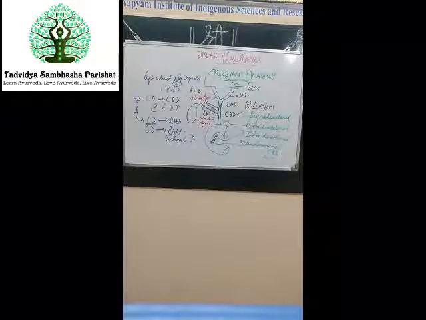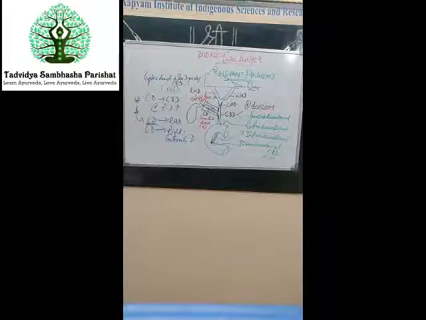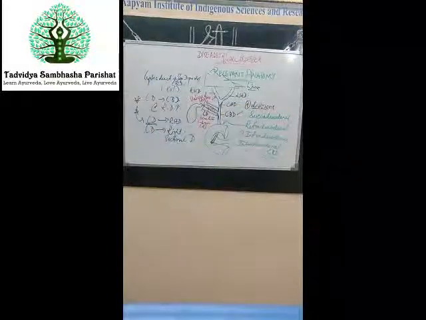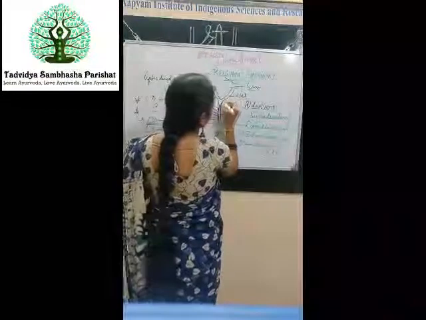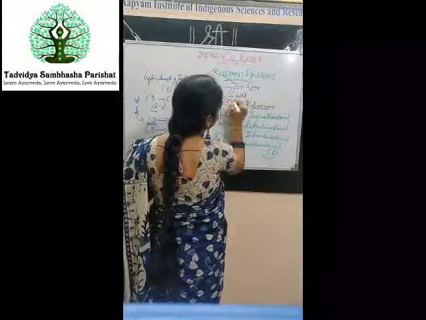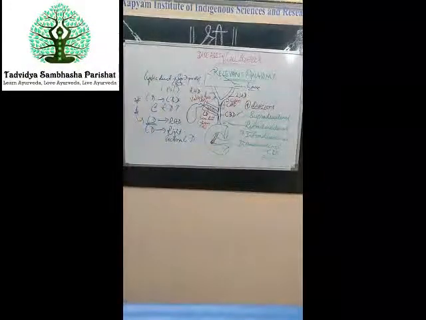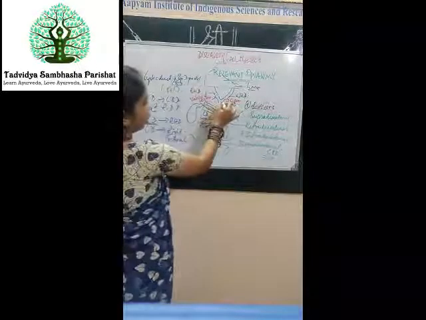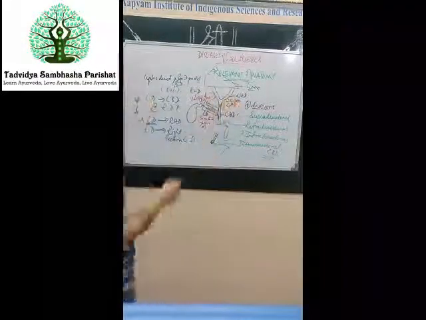Now we move on to the common hepatic duct. Let us see the dimensions of the common hepatic duct. It is usually 2.5 to 3 centimeters in length. It is formed by the confluence of the right hepatic and the left hepatic duct.